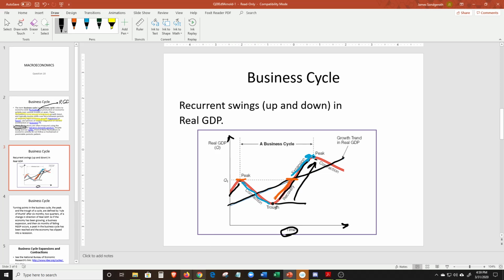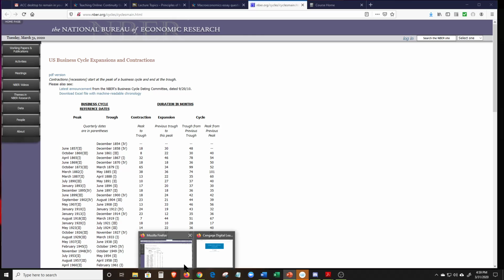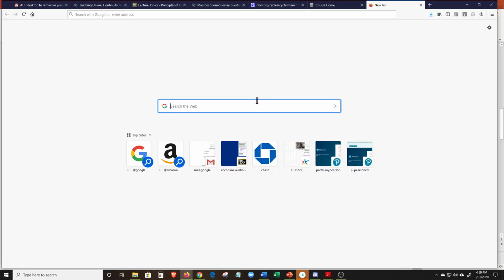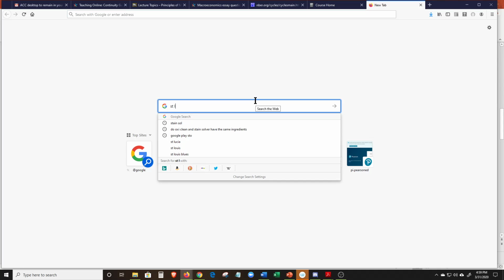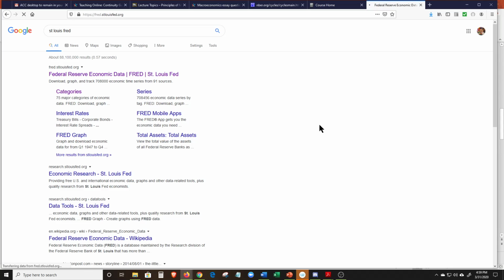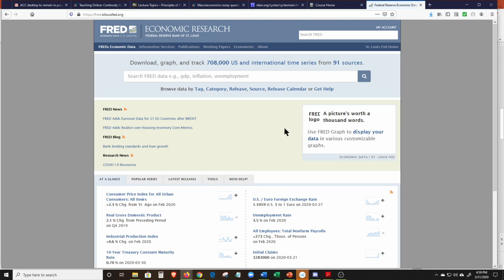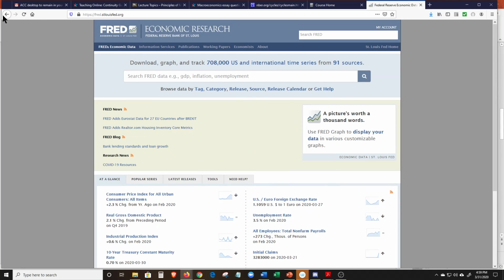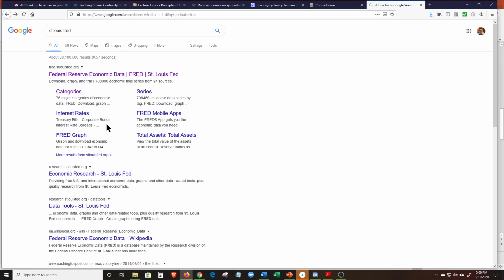So let's go and take a look at what the real growth rate looks like. Maybe let's open it up here. I need to find the St. Louis Fed site, economic data from the St. Louis Federal Reserve. And let's take a look at categories if we can. Where are the categories? Let's go back. Interest rates. Oh, there we go.